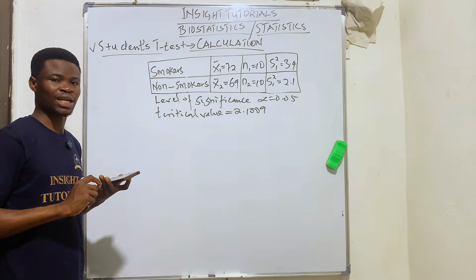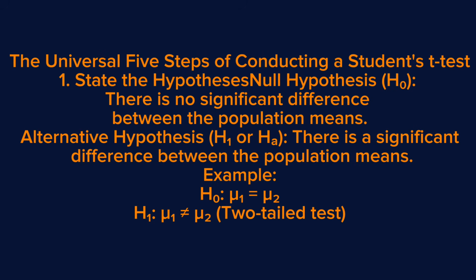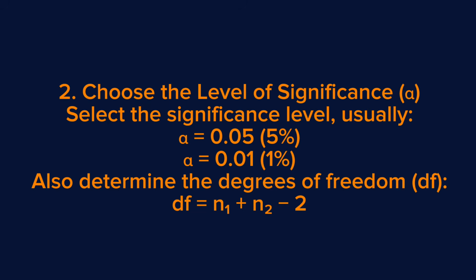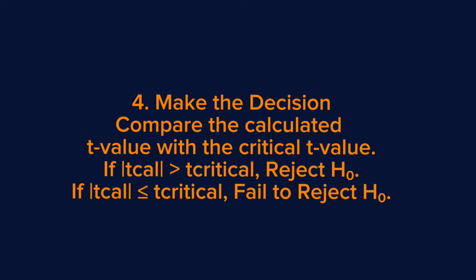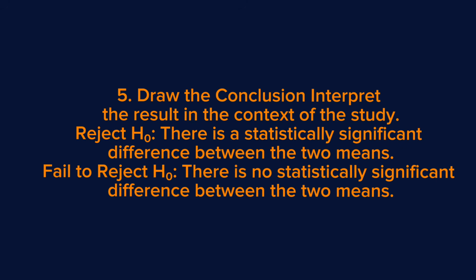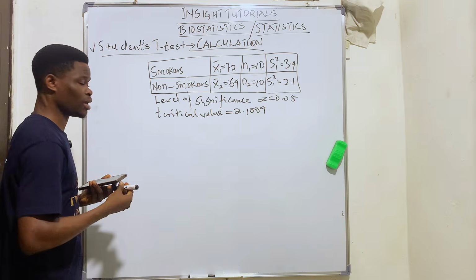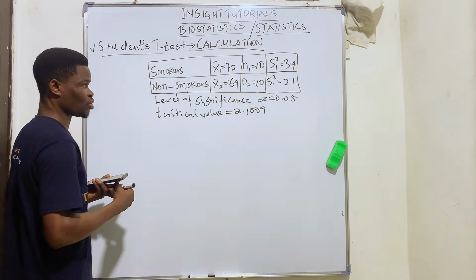And so the 5 steps of T-test are: number 1, you state the null and the alternative hypothesis. Number 2, you're going to actually choose your level of significance as well as the alpha level, and also determine your degree of freedom. And then number 3, you're going to calculate the T-test statistics. Formula is going to be displayed here. And then number 4, you're going to make a decision. Then number 5, you draw a conclusion. These are the standard 5 steps you need to follow in calculating a T-test question. So you see, those are the steps actually displayed on the screen there. So let us follow those steps in solving this particular question.